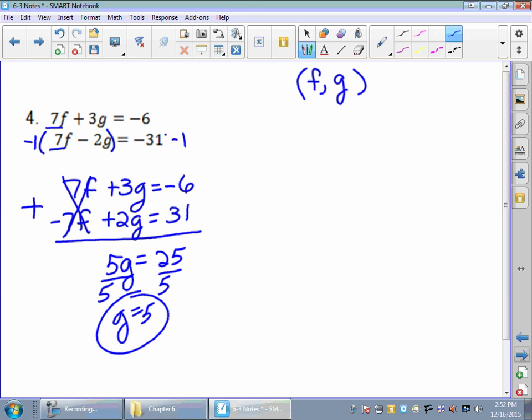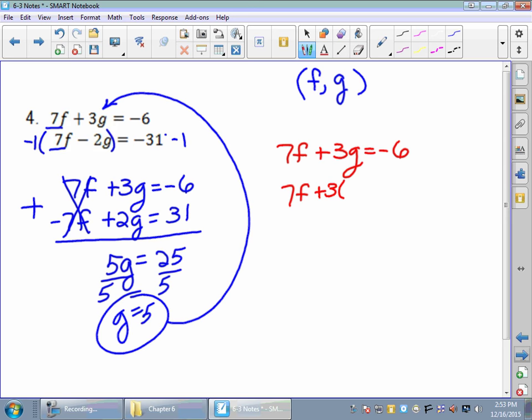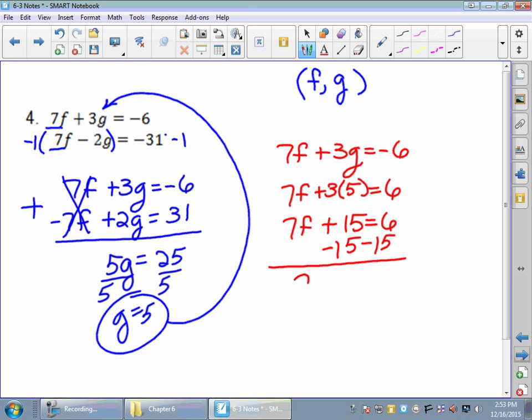Go back through and substitute in. So I'm going to substitute g into the first equation. I like to draw my arrows. So I'm going to rewrite my first equation: 7f plus 3g equals negative 6. Substitute the 5 in for g. 3 times 5 is 15, so I have 7f plus 15 equals negative 6. And solve. Subtract 15 from both sides.